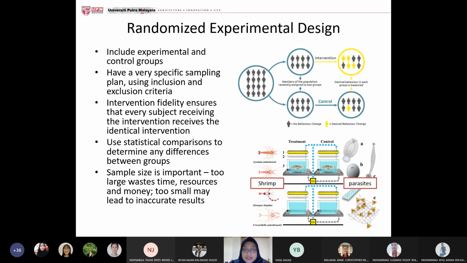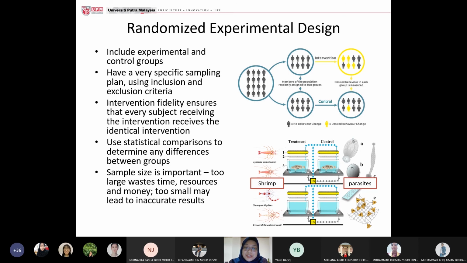Right, sample size is important, of course. Too large will waste your time, definitely, and resources and money. Okay, remember, while doing research, you always want to minimize all this while generating enough valid data, for example. But otherwise, if you have too small, it may lead to inaccurate results. Okay, so the next example there, I just put that in.